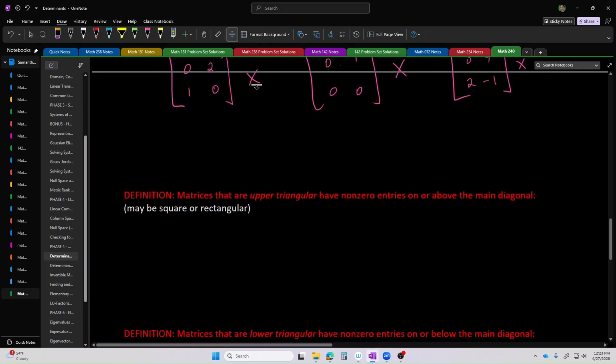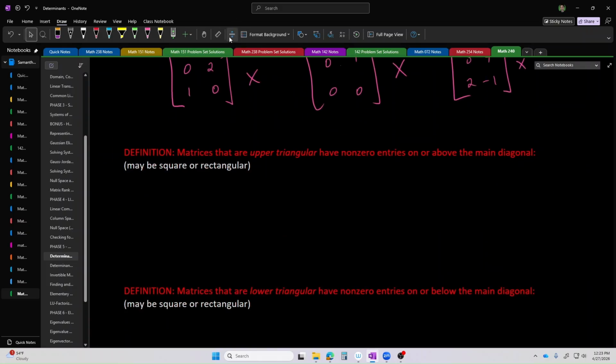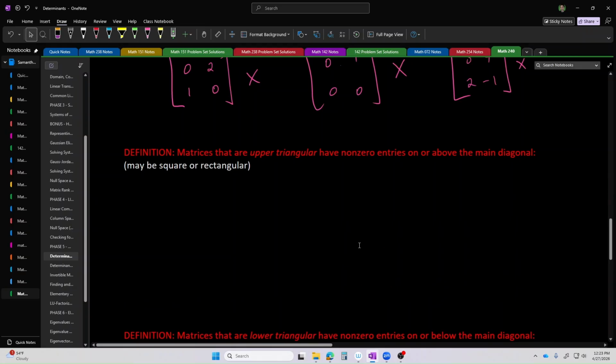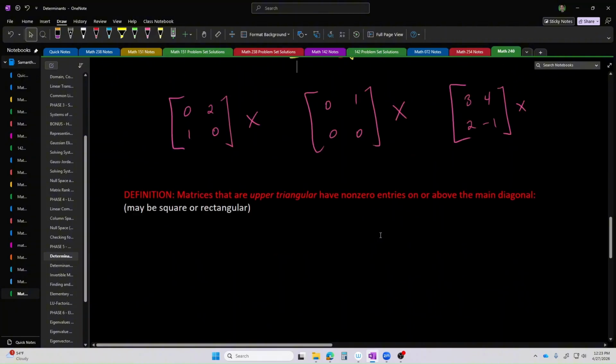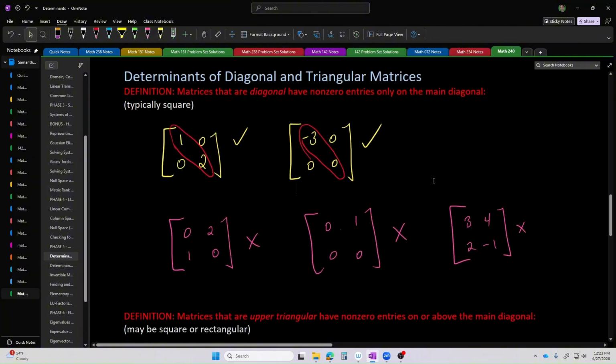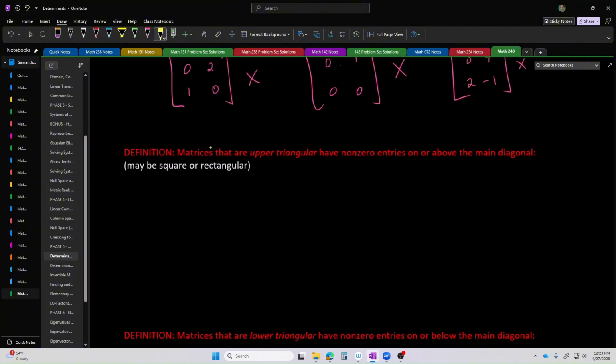Similar to that, we can talk about matrices that are called upper triangular. Upper triangular matrices are allowed to have non-zero entries on the main diagonal, but also above it. So something, for example, like 1, 2, 3 in the top right corner, 0 in the bottom left corner. This is something that would be considered upper triangular.